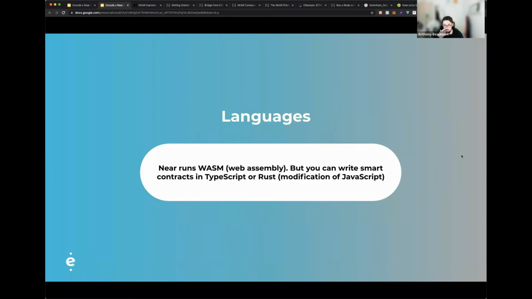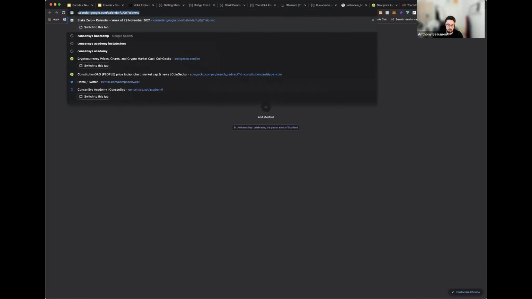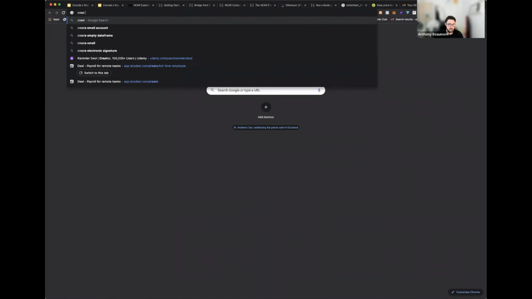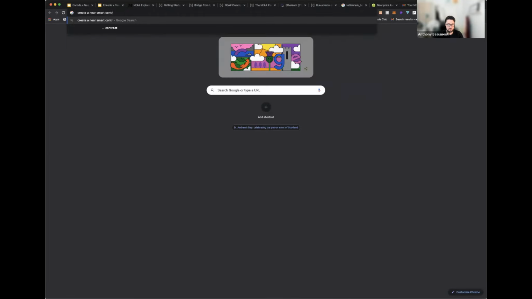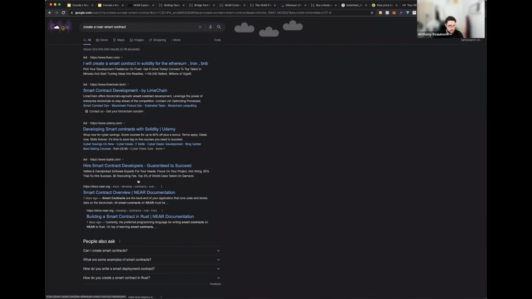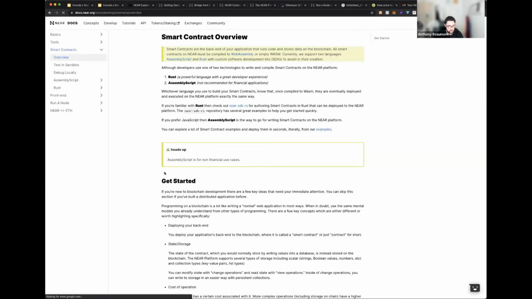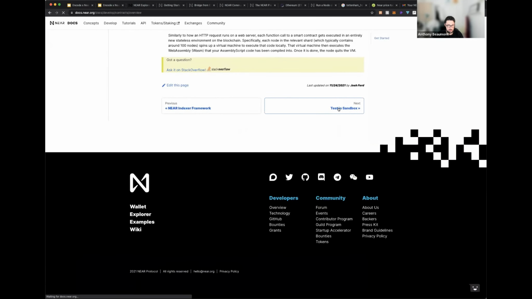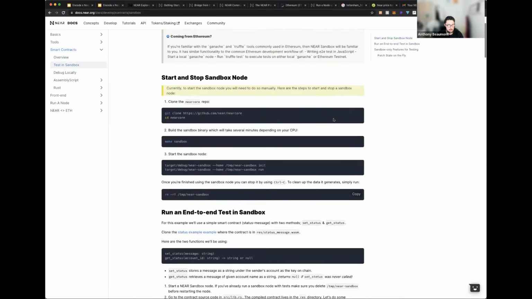Next, in terms of languages, if you're a developer, Near runs WASM, so WebAssembly, but you can just do your smart contracts in TypeScript or Rust. Actually, I'm going to try. Oh, I might not have it to hand. I thought I had it. Okay, don't worry.